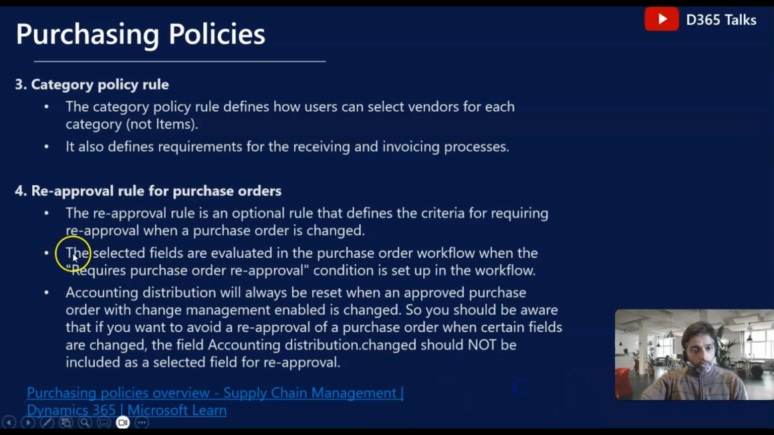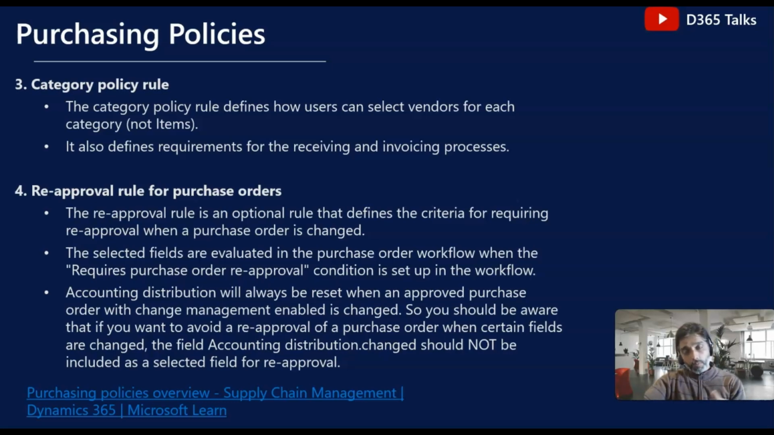And the second point is the selected fields are evaluated in the purchase order workflow when the requires purchase order reapproval condition is set up in the workflow. This is something which is very, very important. So the selected fields are evaluated. So what are the fields which we have selected? Because in this rule, we can select the list of fields which need to be evaluated whenever you want a reapproval. For some cases, let's say we have a quantity field, we have dimensions field, we have taxation related fields. For all the fields, probably we do not need the reapproval process to be triggered, right?